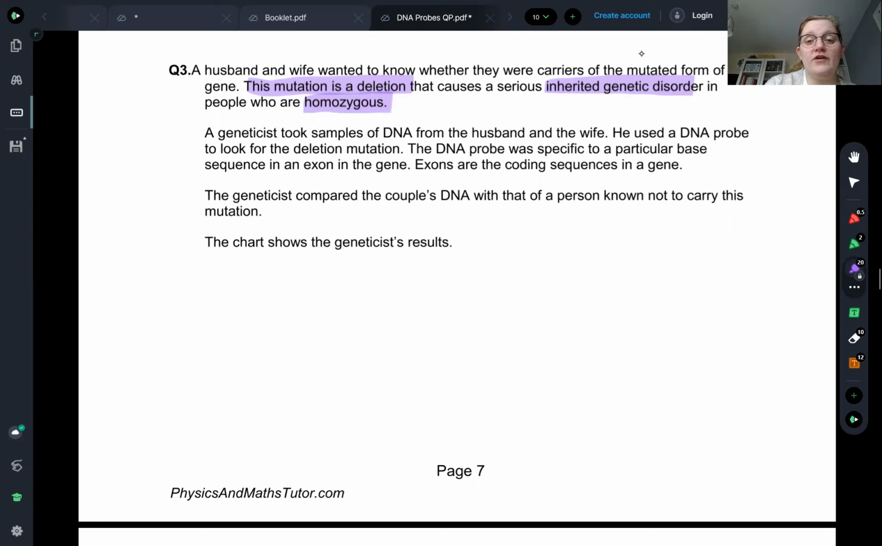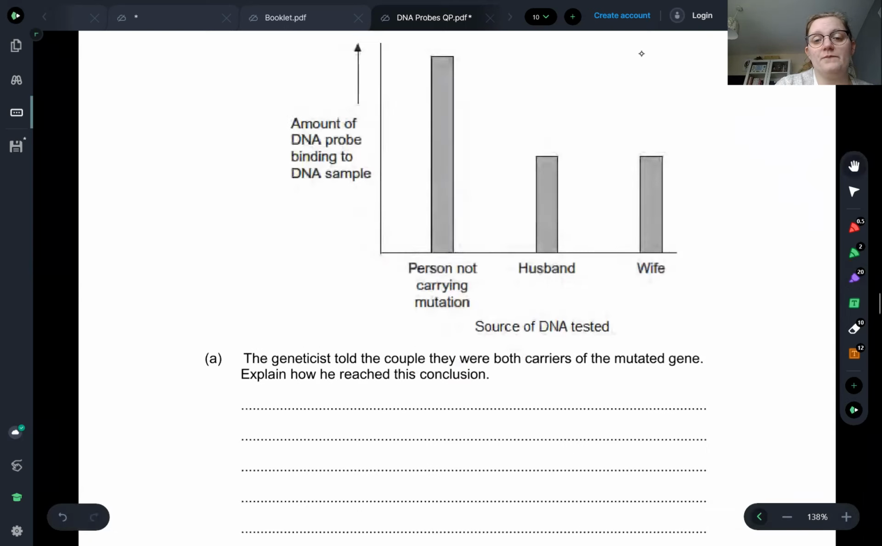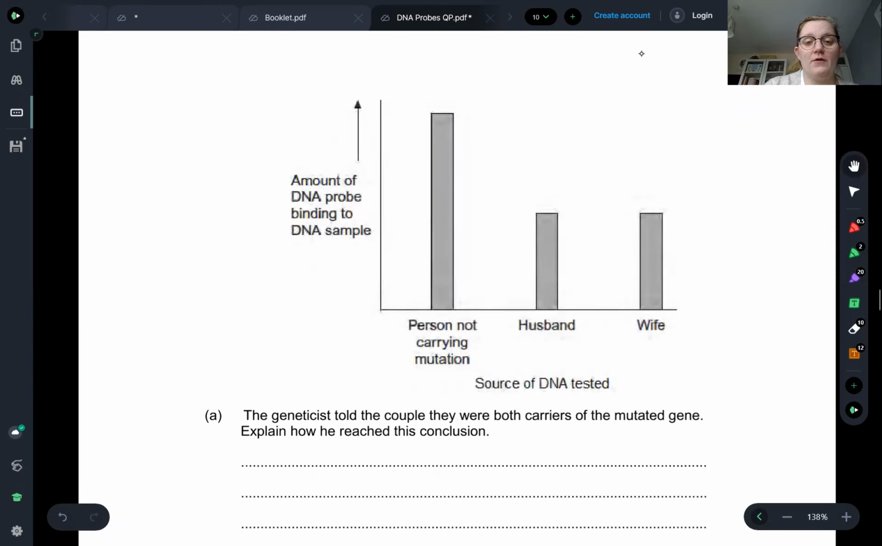A geneticist took some samples of DNA from the husband and the wife, and he used a DNA probe to look for the deletion mutation. The DNA probe was specific to a particular base sequence in the exon in the gene, and exons are coding sequences in a gene. The geneticist compared the couple's DNA with that of a person known not to carry this mutation, and the chart below shows the geneticist's results. So amount of DNA probe binding to DNA sample. So this would be a person not carrying the mutation. And then we've got the husband and wife here.